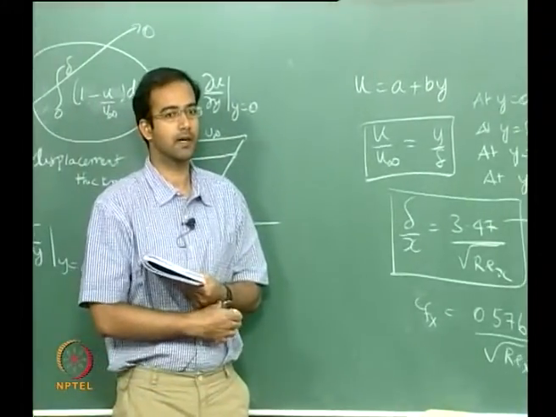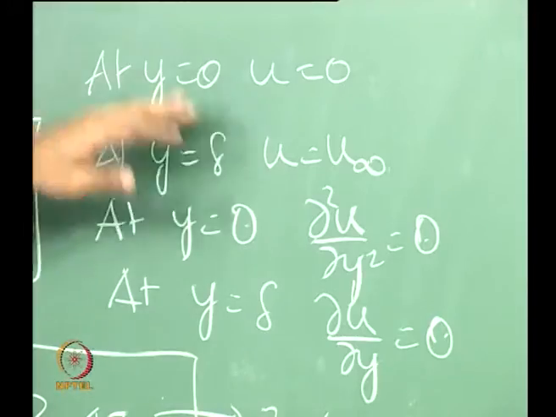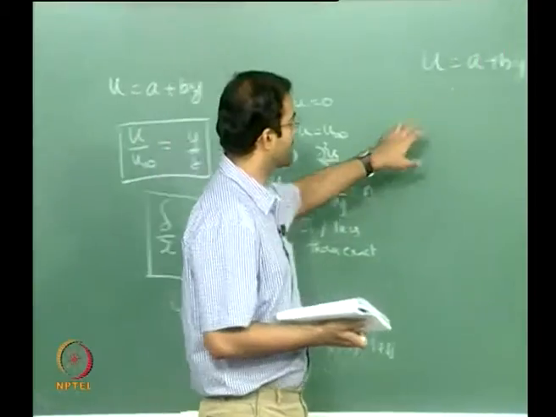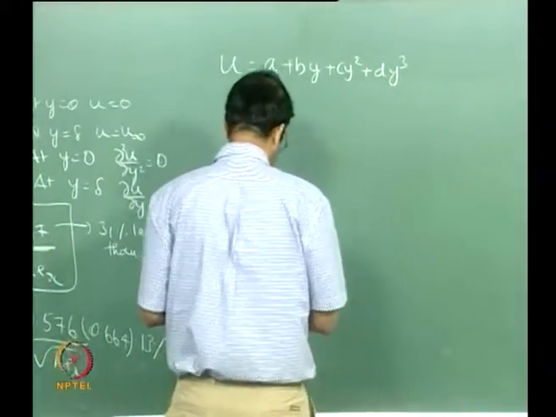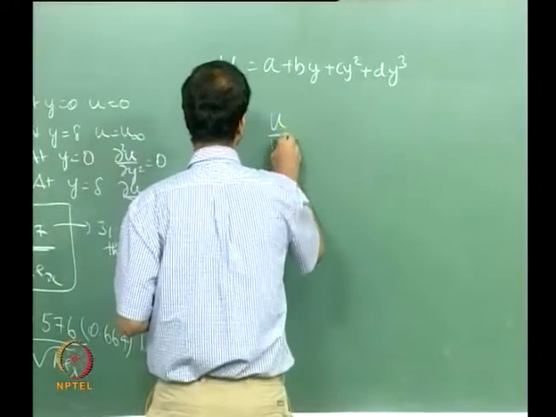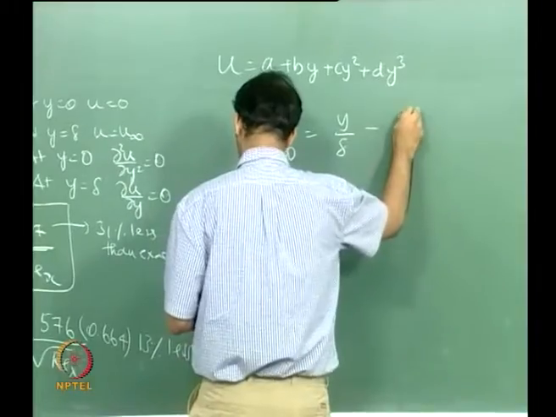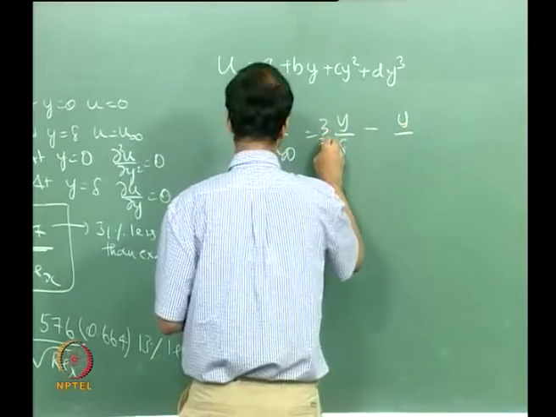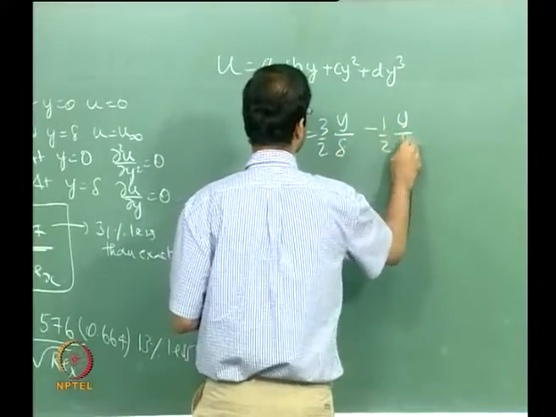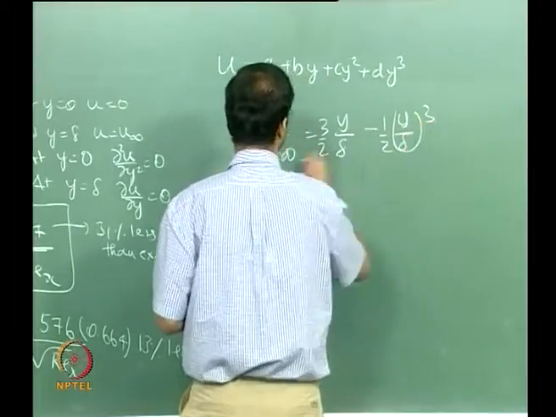So these four conditions have to be satisfied in this particular order, and with that you will get a profile which is u by u infinity equal to 3 by 2 times y by delta minus 1 by 2 times y by delta the whole cube.